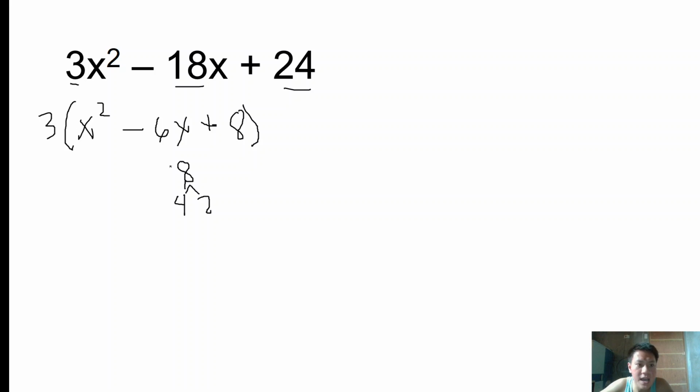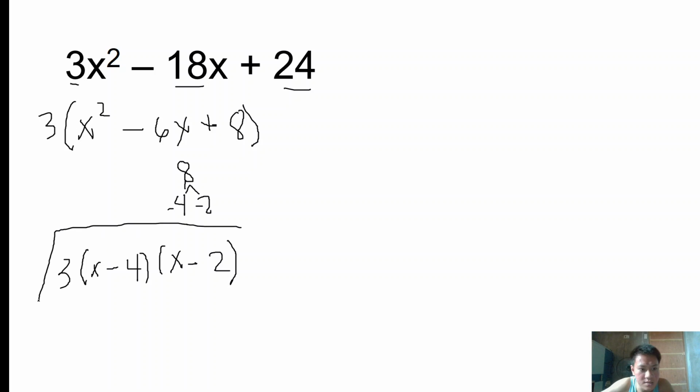4 and 2. Kaya lang, 4 plus 2 is positive 6. That means negative 4 and negative 2 yung gagamitin natin because negative 4 plus negative 2 is negative 6. And aside from that, negative 4 times negative 2 is positive 8. So the answer for this particular problem is 3 times x minus 4 and then x minus 2. So that is the factor of 3x squared minus 18x plus 24.